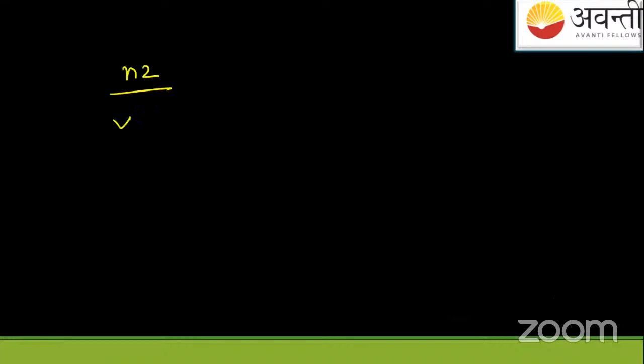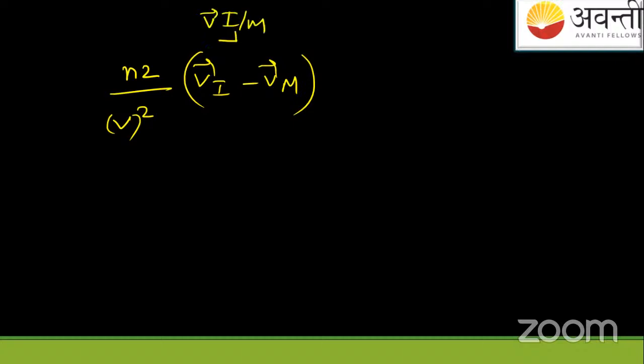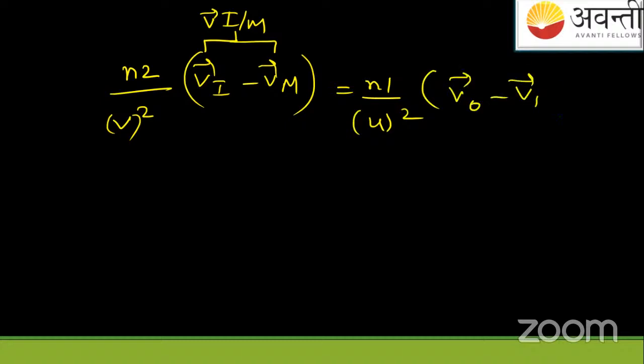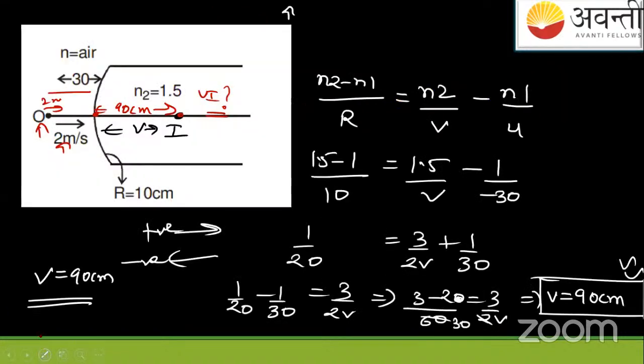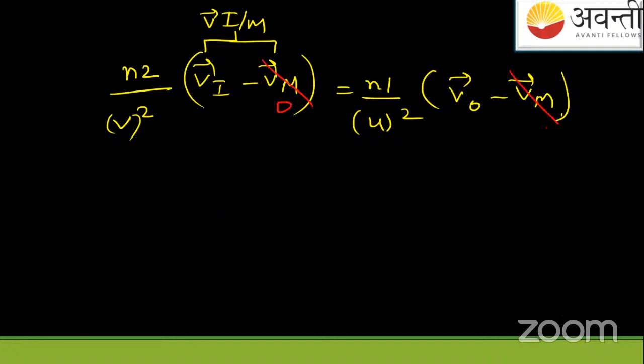n2 upon v square times the velocity of image. As you studied in kinematics, the relative velocity concept: velocity of image with respect to mirror means this, and n1 upon u square times the velocity of object with respect to mirror. In this question they haven't shown the mirror moving, so the mirror has velocity 0 with respect to ground. So I will put 0 there, and it cancels.